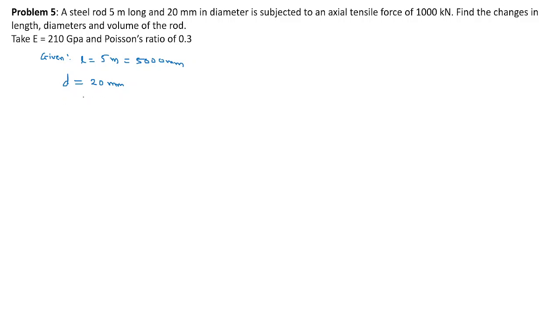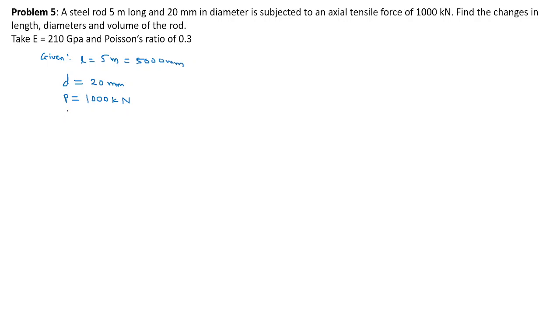Read the next sentence. It's subjected to axial tensile force. It's a pulling. Okay, so length will expand, diameter will contract. So the tensile force is P, 1000 kilonewton. Let it be in kilonewton only, no need to change. We will give the answer in kilonewton also.